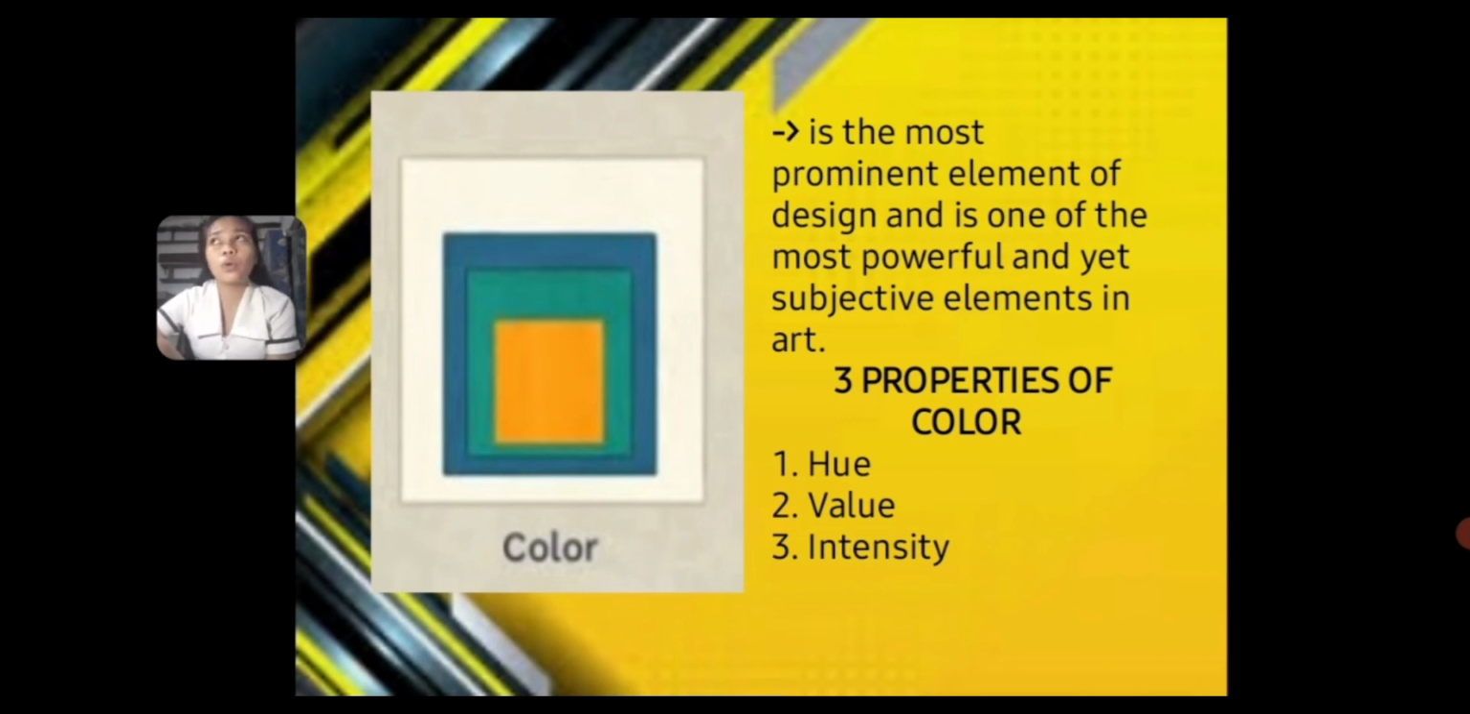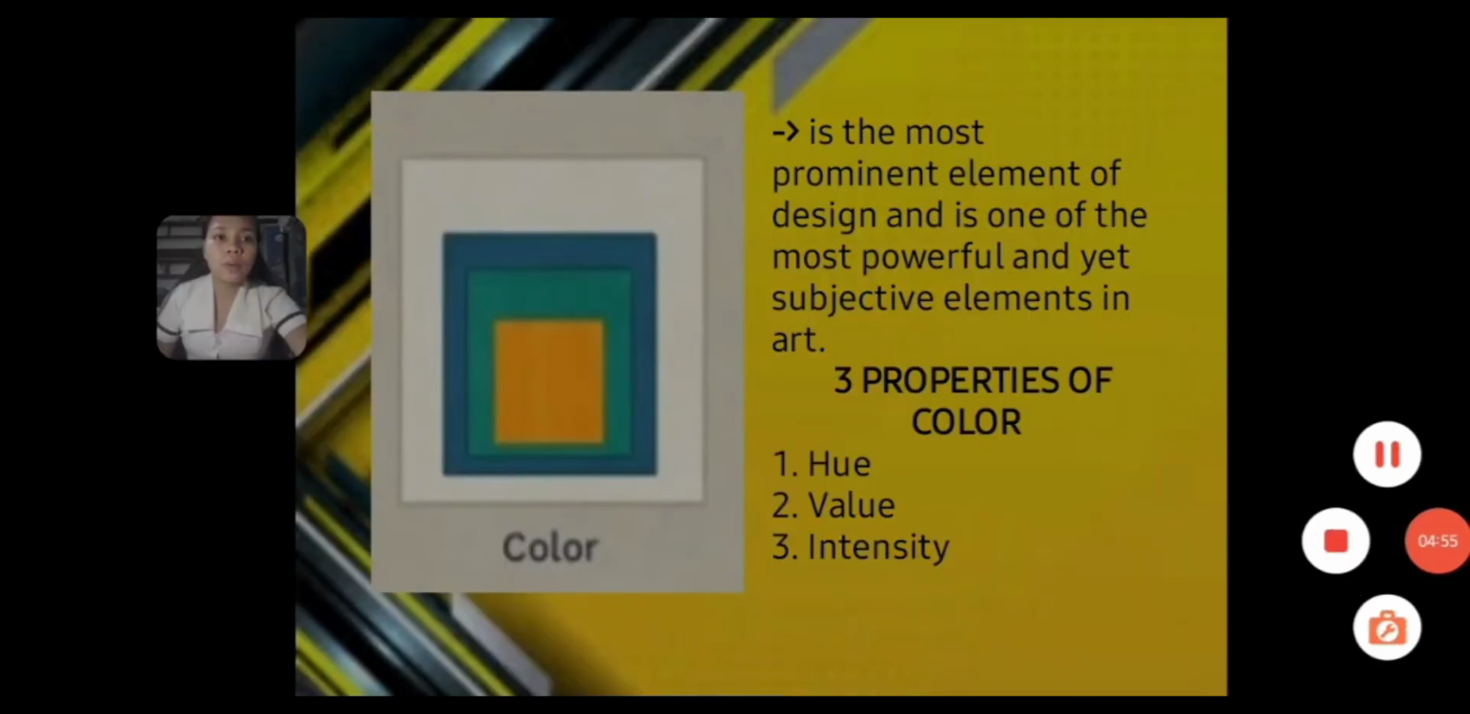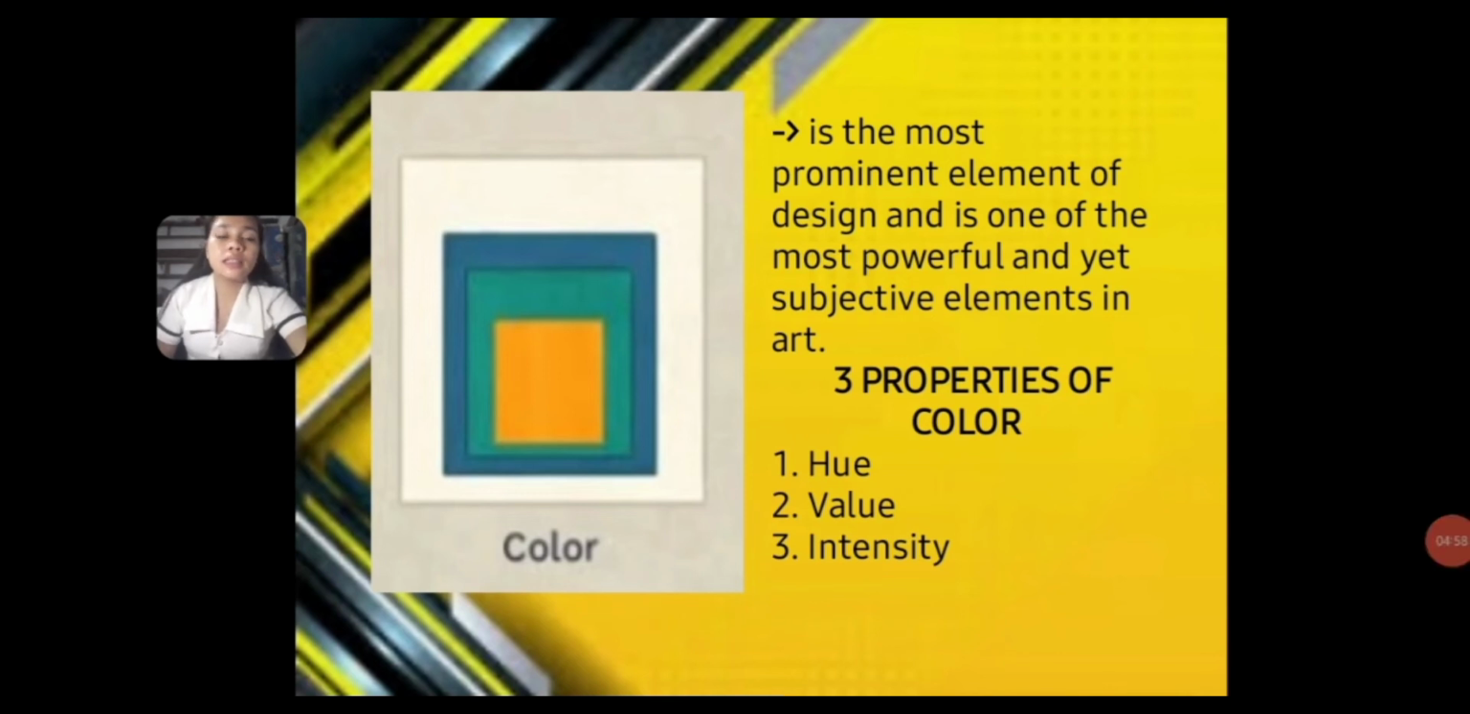When we say hue, it is the name of a color. And then value, it is the lightness and darkness of a color. When we say intensity, it is the quality of brightness and purity. When it's in high intensity, the color is strong and bright. In low intensity, the color is faint and dull.